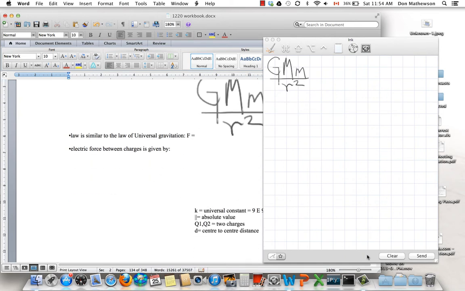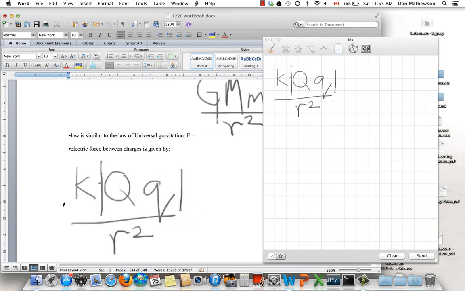So the law of electric force is similar in that there's a universal constant, which is k, the electromagnetism constant, 9 times 10 to the 9 newton meters squared per coulomb squared. Then there's the product of the two charges, q and Q, and it's an inverse square law. Now, because charges can be negative, we'll put an absolute value here, so that this just gives us the magnitude of the force.